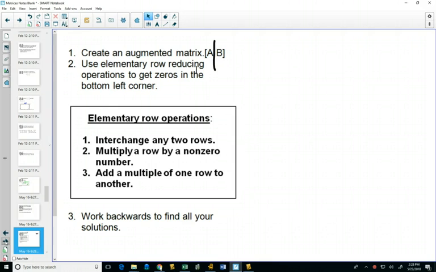So how do you do it? Well, first you create your augmented matrix, and then we use something called elementary row operations, which means you are allowed to interchange any rows you want, multiply a row by a non-zero number. Multiplying by 0 isn't very helpful because it just gets rid of everything. And then add a multiple of one row to another. So we'll see what that means.